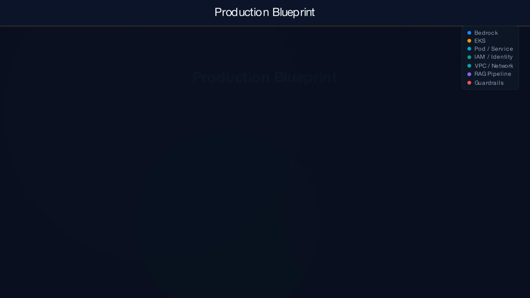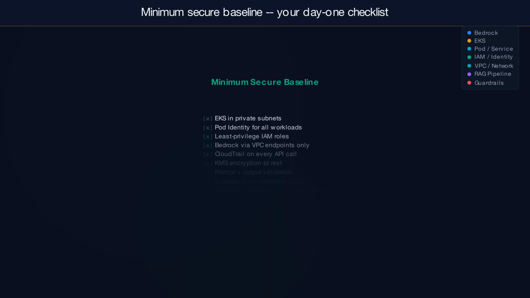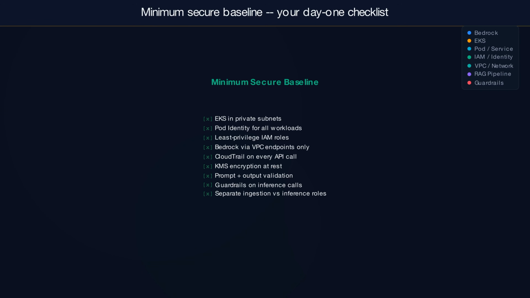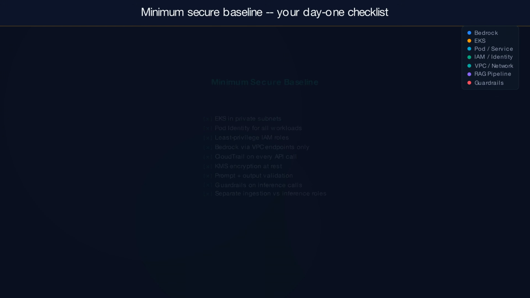Let us bring everything together into a production blueprint. At the minimum secure baseline, you need EKS running in private subnets, pod identity for all workloads, least privilege IAM roles per service, Bedrock access exclusively through VPC endpoints, CloudTrail enabled for every API call, KMS encryption for all stored data, S3, logs, queues, vector stores, centralized metrics and logs, prompt and output validation, guardrails on every inference call, and separate roles for ingestion versus inference. That is your day one baseline.